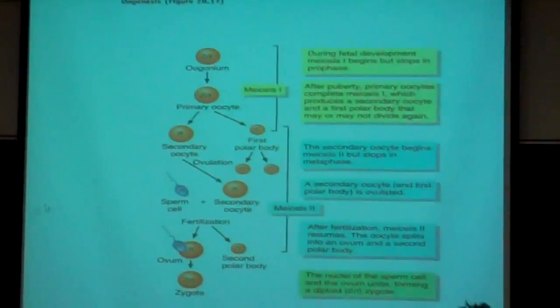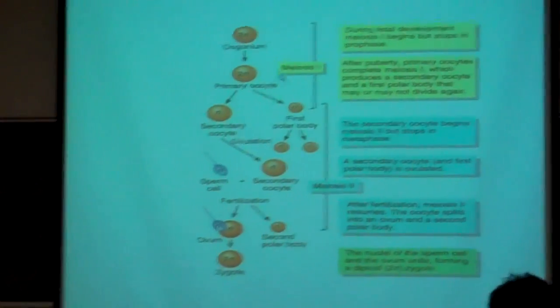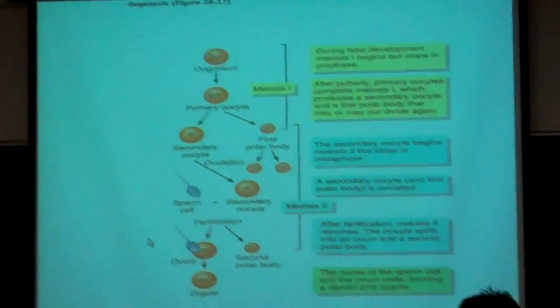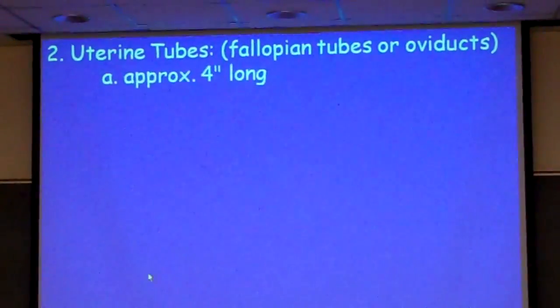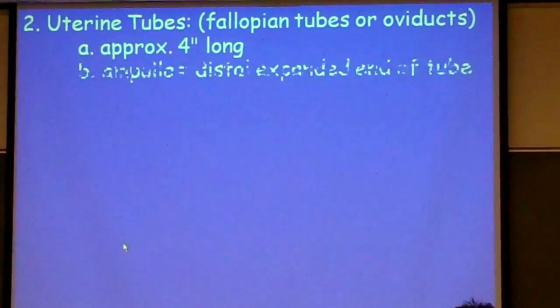All right. But anyways, everybody kind of see that? That is in your book right there. That is in the book by Tortora. That just kind of shows the uterine tubes. They're also called fallopian tubes. They're about 4 inches long.